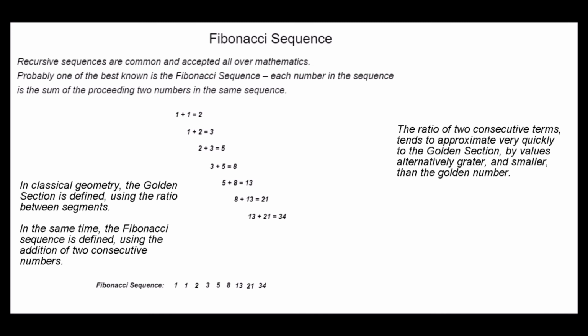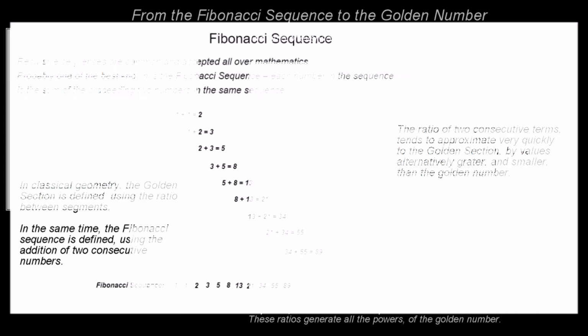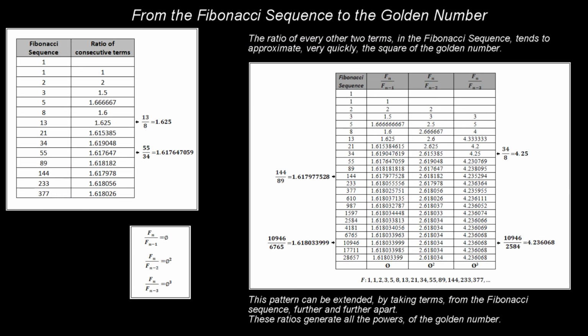The ratio of two consecutive terms tends to approximate very quickly the golden section by values alternatively greater and smaller than the golden number. The ratio of every other two terms in the Fibonacci sequence tends to approximate very quickly the square of the golden number. This pattern can be extended by taking terms from the Fibonacci sequence further and further apart. These ratios generate all the powers of the golden number.